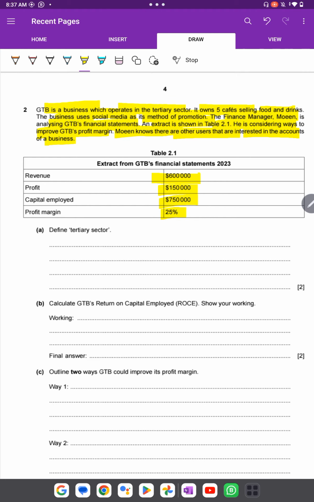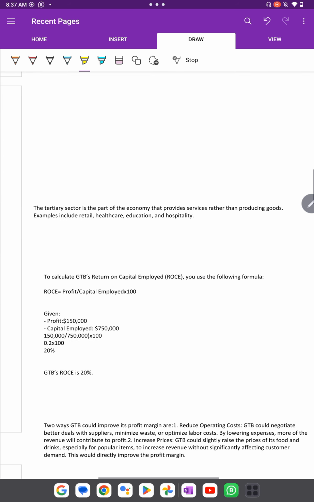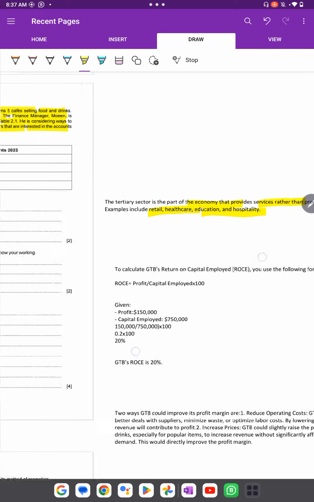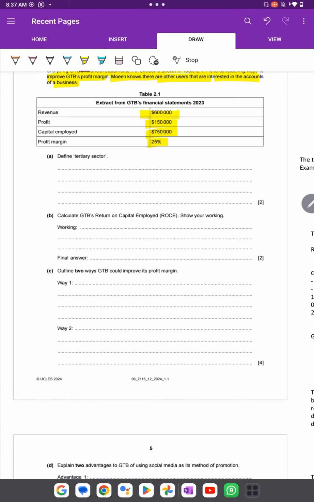First of all, we have to define the tertiary sector. As you can see, I've written the definition: the tertiary sector is a part of the economy that provides services rather than producing goods. Examples include retail, healthcare, education, hospitality, but you don't need to write any example here. It's not required. Part B is: calculate GTB's return on capital employed, show your working. So first of all, we have to do the working, and after that we have to write the final answer.